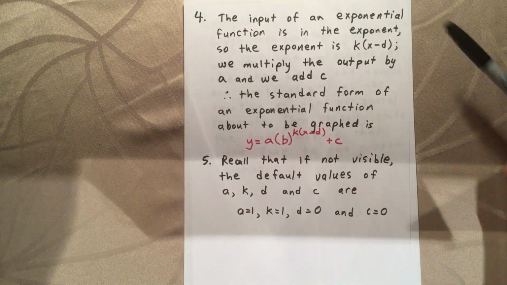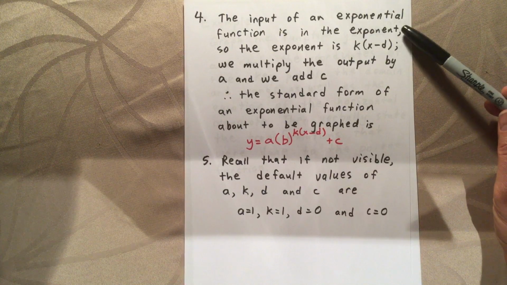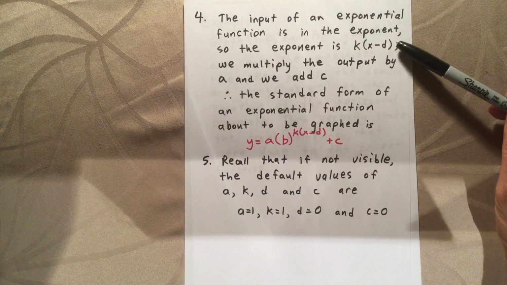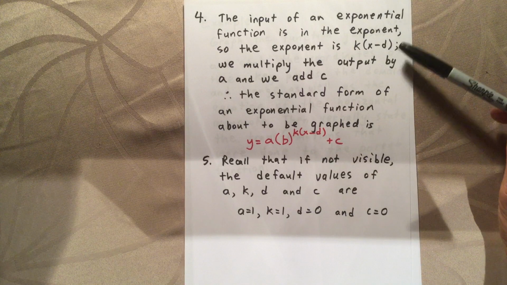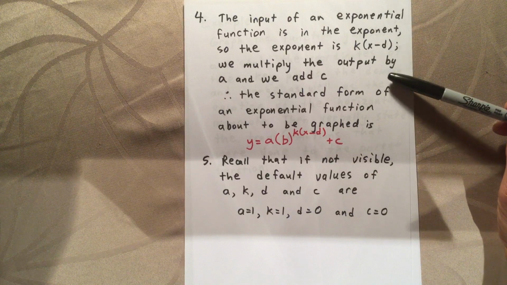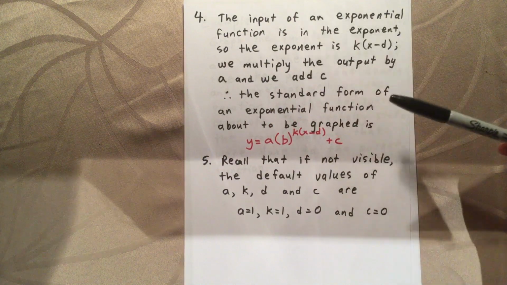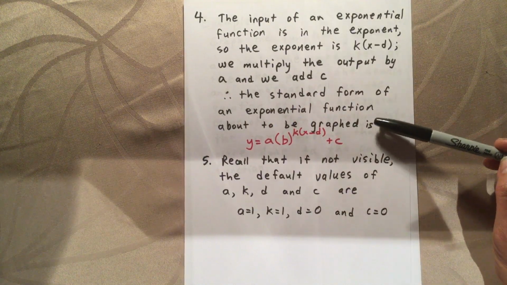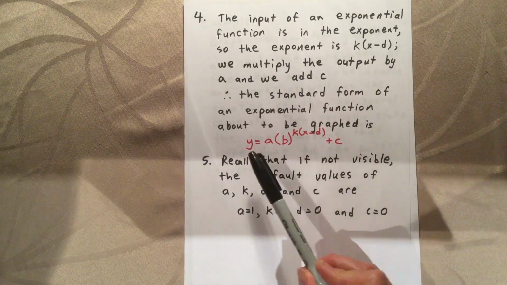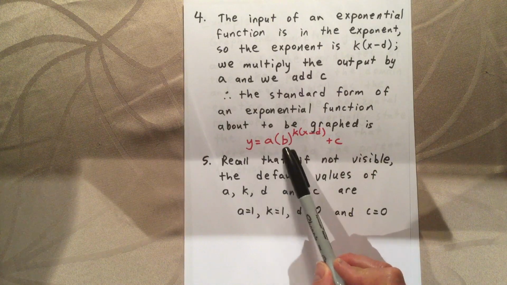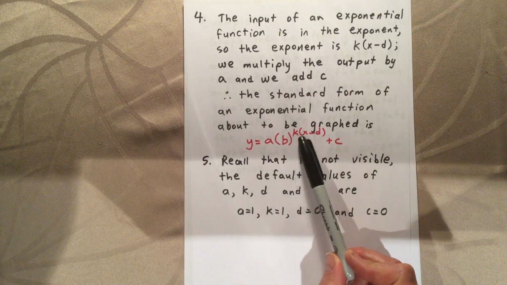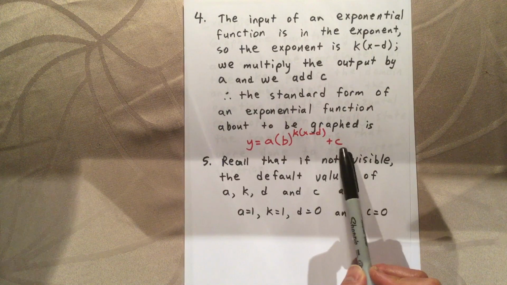Now, the input of an exponential function is in the exponent. So that means the exponent is k bracket x minus d. Now, we always multiply the output by a and we add c. Putting all of this together, we get that the standard form of an exponential function about to be graphed is y equals a times the base to the exponent k bracket x minus d plus c.